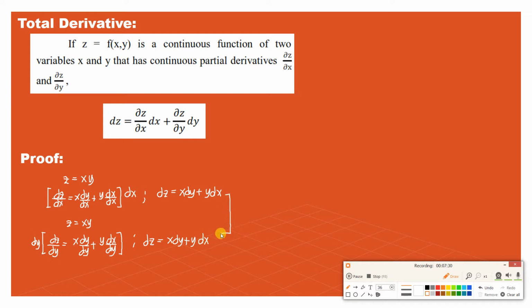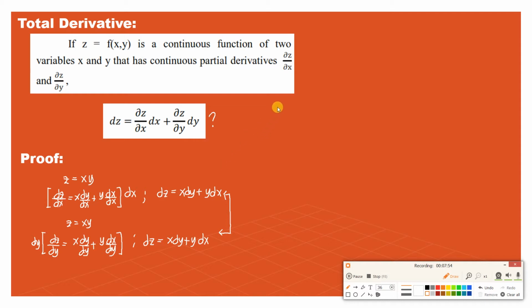So in either of the two methods, same ang ibibigay na sagot, where the total derivative of z is equals to x dy plus y dx. So ang tanong, paano naging ganito ang general equation? Okay, so going back to the partial derivative. So ano ba yung partial derivative?